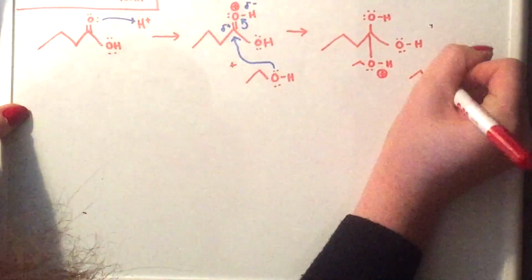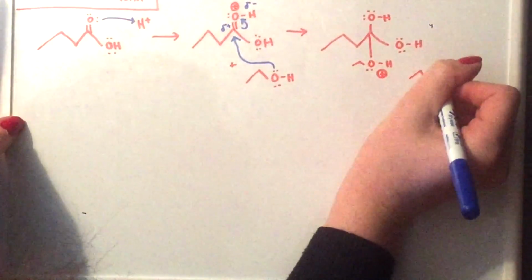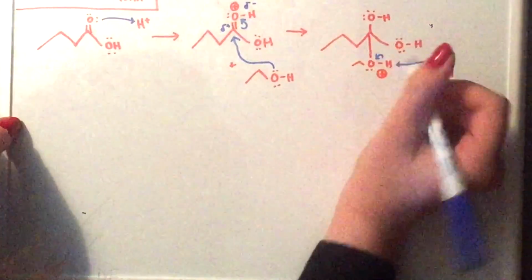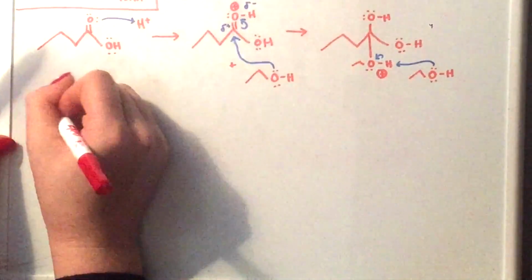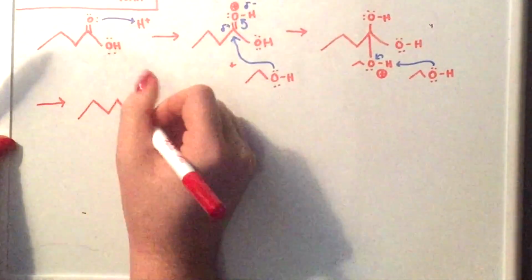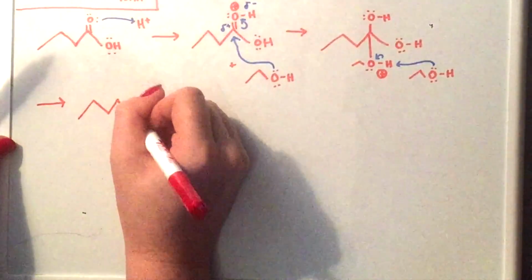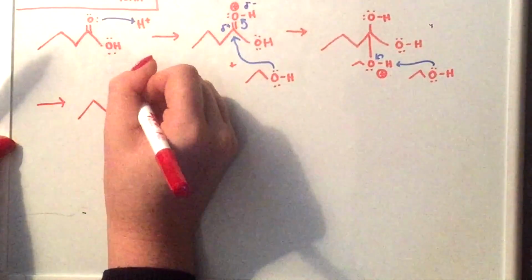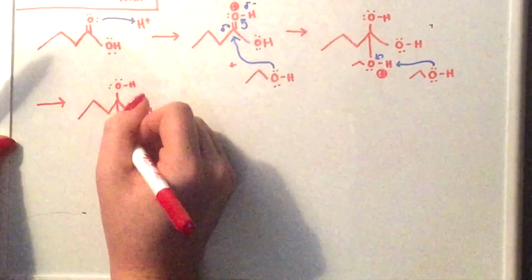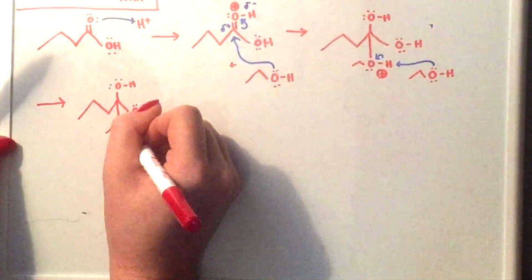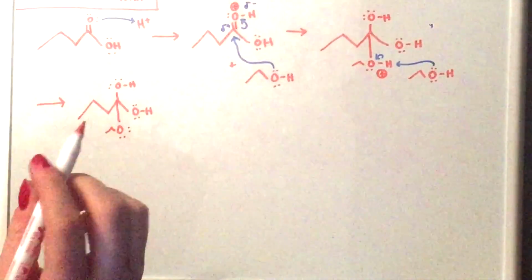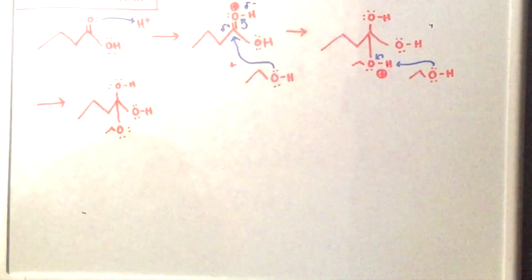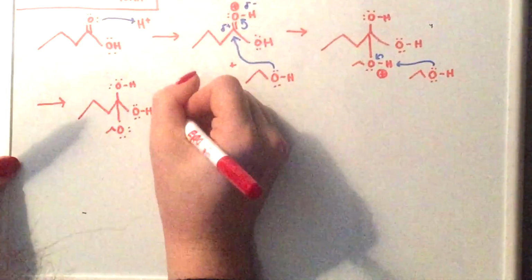Another ethanol comes in and will deprotonate the OH group at the bottom, neutralizing it. In this step, the OH on the end of the molecule will be protonated, thus creating a leaving group.